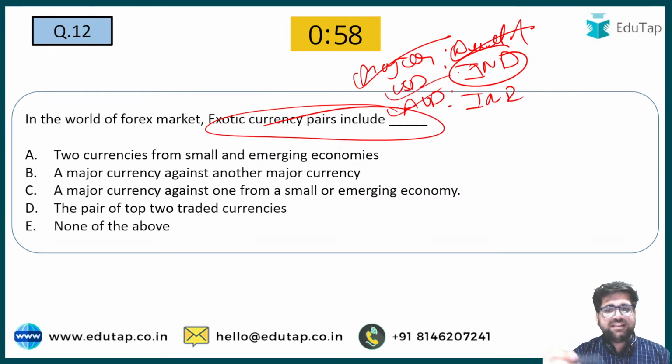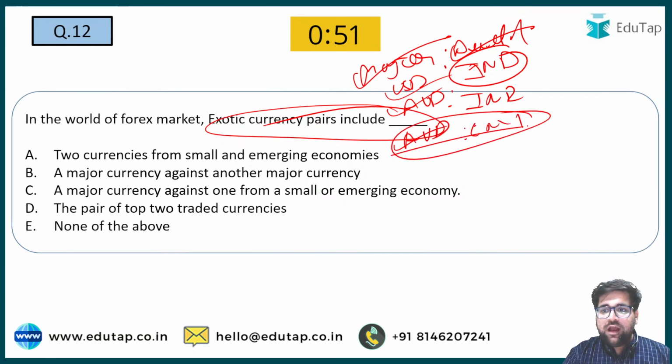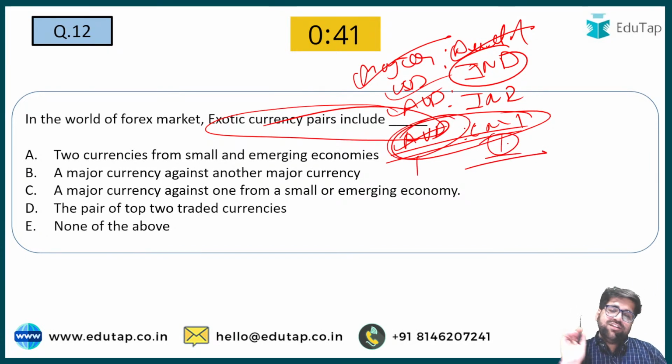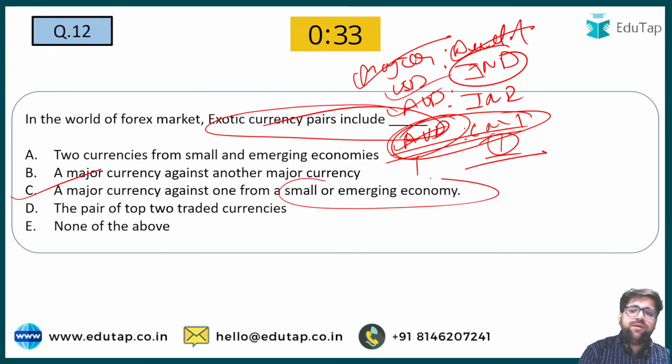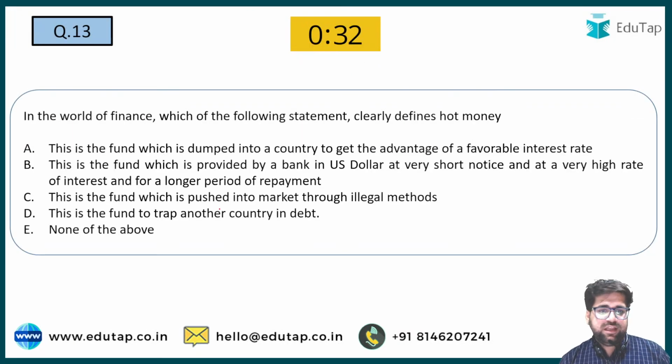If you are taking, let's say, Australian dollar with Chinese renminbi, CNY as we call it. I hope you know about the digital form, eCNY, as well. So read about it, because they can ask you regarding anything. So Australia is again a developed country, but according to many sources, China is still a developing country. So that's why there was a match. So that's why the answer will be C. That is one major currency against a small or emerging economy. So I hope it's very much clear to you now.